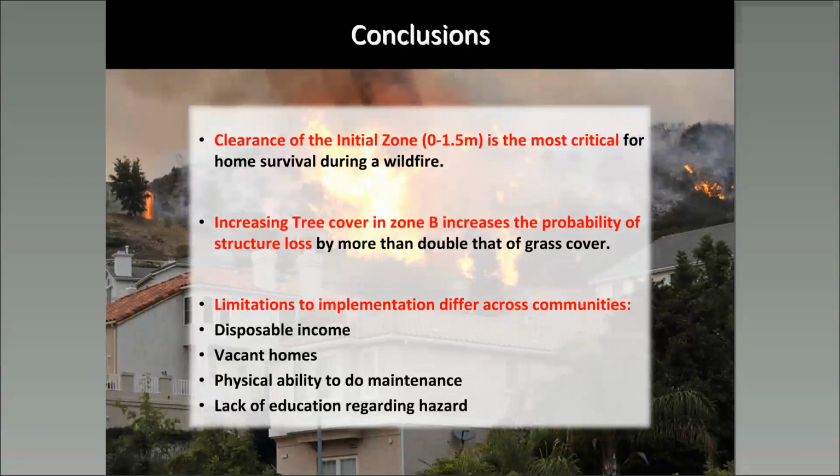So the conclusions of our study: we found that the clearance of the initial zone, so out to 1.5 meters, is the most critical for home survival during a wildfire. We actually found that in this first zone, how much tree cover you have is twice as important as grass, which makes sense as the trees can often connect a fire up to the roof and cause embers and fire to burn down the house from the roof. We also found that limitations to implementation differ across communities. So things like disposable income, whether or not there are vacant homes, the physical ability to do maintenance, especially landscaping, and also a lack of education regarding the hazard.